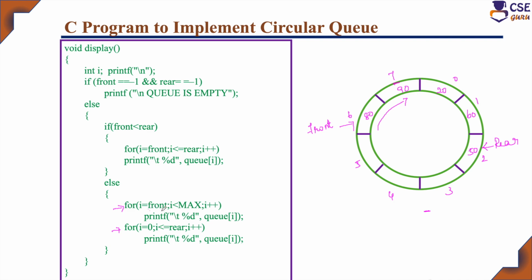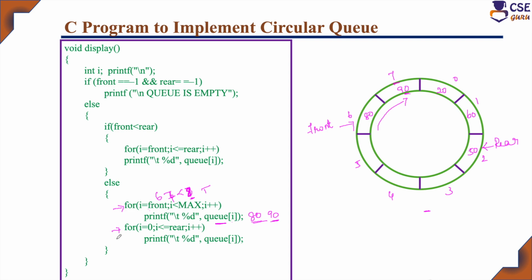So here i is equal to front. Front is the 6th memory location, 6 is less than 7, and it will display the element in the 6th memory location, 80. Then i will get incremented to 7. Sorry, here the maximum position is 8. Okay, not 7. Then it will check the condition 7 less than 8, the condition is true, and then it will display the element 90. Up to this max minus 1 position, it has displayed the elements. So this is the queue it will display.